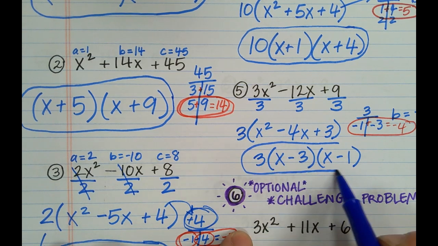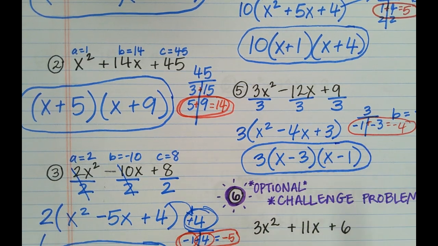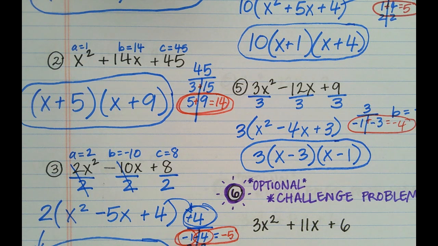Number 6 is where it gets real tricky. Let's do this. Okay, guys, any questions about number 5 before we go on to 6? You guys ready for the challenge?